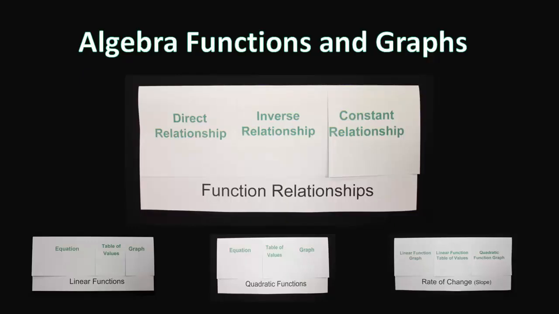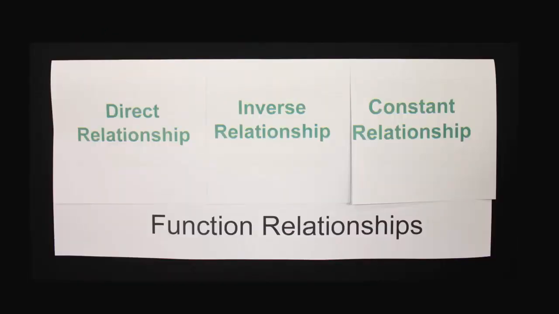In this lesson, we will look at algebra, functions, and graphs again, and we will learn about function relationships. Three different types of relationships can be found in a function: a direct relationship, an inverse relationship, or a constant relationship.